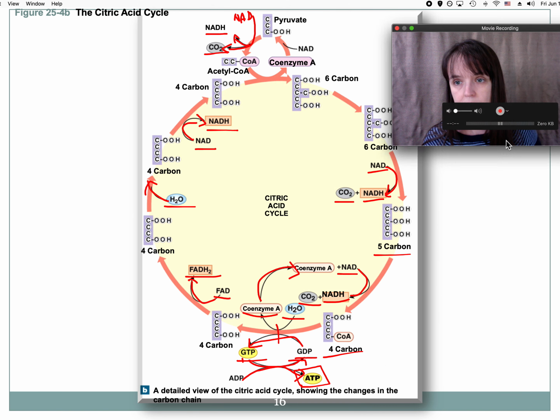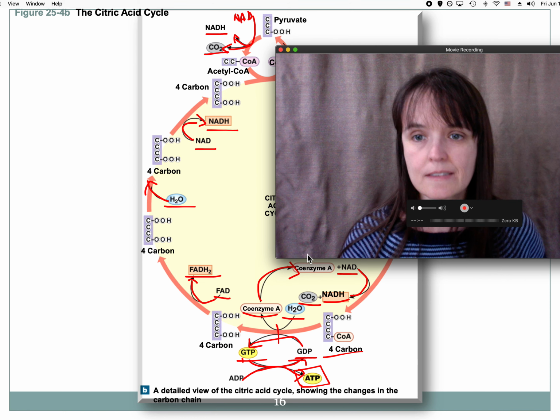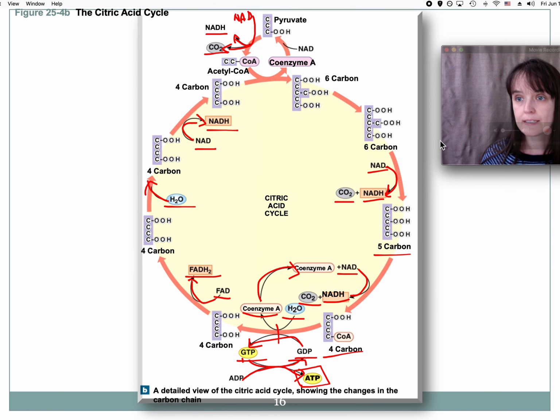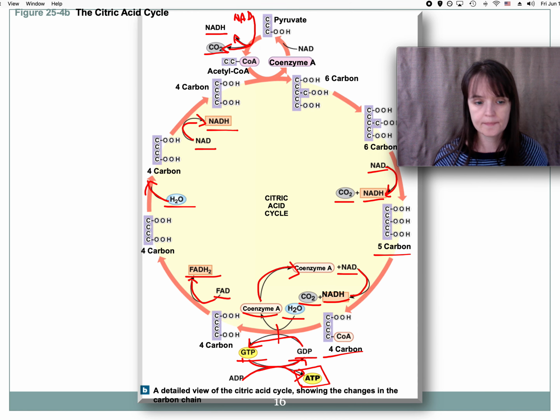There we go. So this is what you're looking to draw in. There you go, ATP at the bottom. You got that? Okay. Very nice. Next.